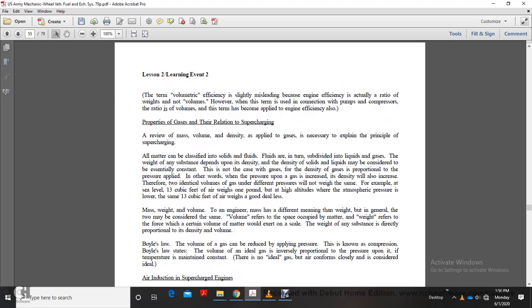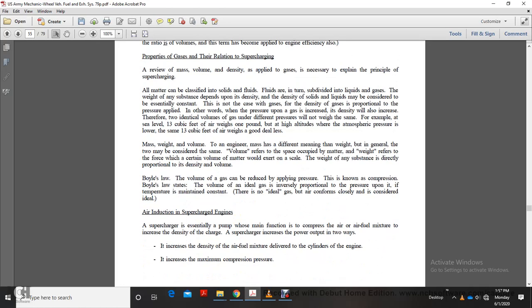The term volumetric efficiency is slightly misleading. In the engine, the efficiency is the actual ratio of the weights, not volumes. However, the term is used in connection with the pump and compressor ratio of the volumes. This term is applied with the engine efficiency also. Properties of the gas and their laws in relation to supercharging.